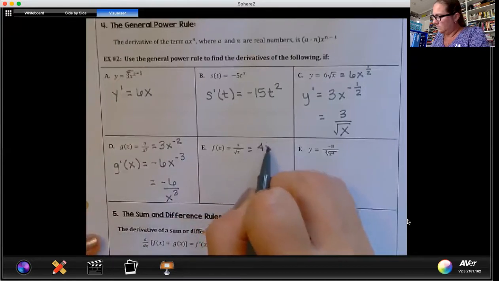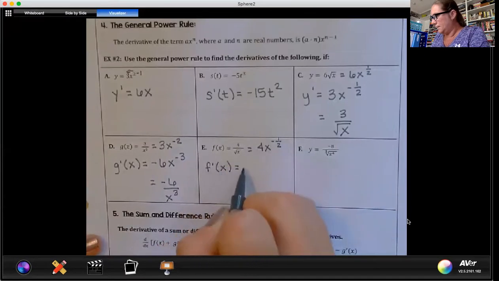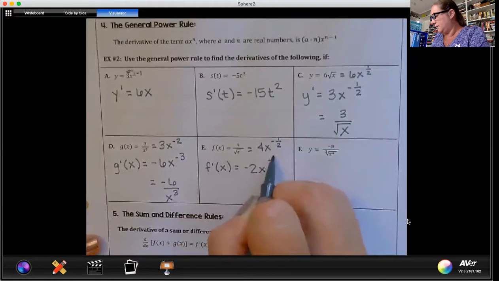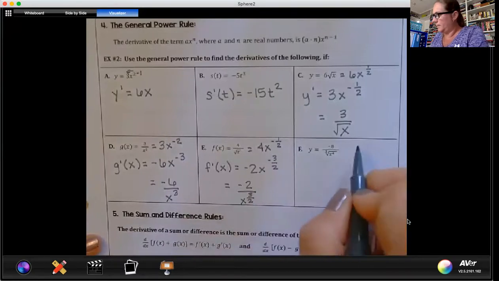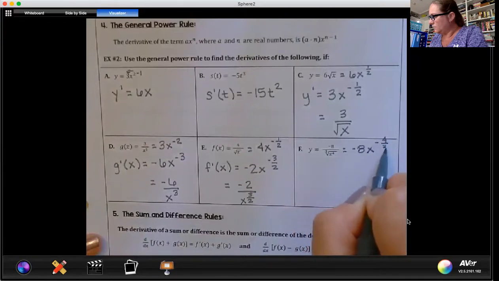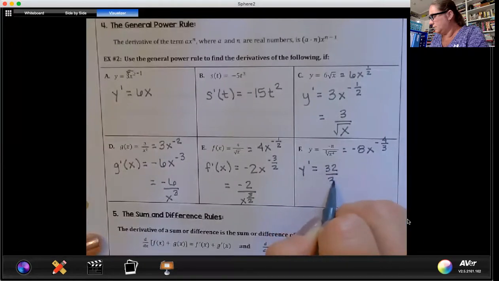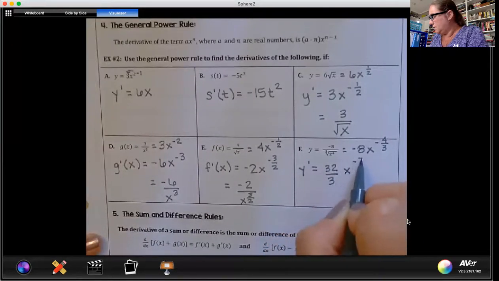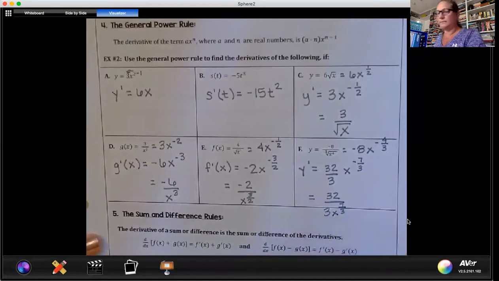Rewrite. F prime, bring down, minus 1, negative 2 over x to the 3/2. Rewrite negative 8x to the negative 4/3. Y prime, bring down, minus 1, negative exponents. 32 over 3x to the 7/3 power.